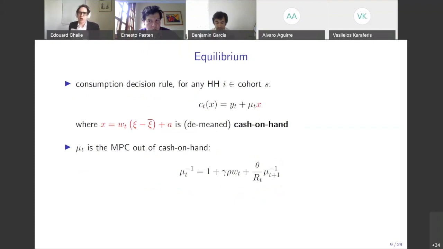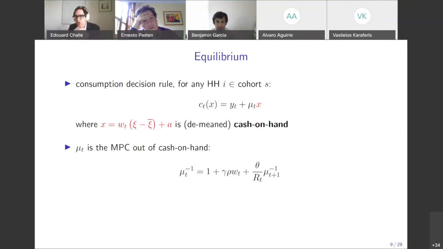To solve the model, we're going to make use of a property that the CARA normal model generates a linear policy rule. There is a long history in finance, and also some papers have used that in macro. You make this assumption, and you basically generate a linear policy rule, provided that you define the individual state variables suitably.